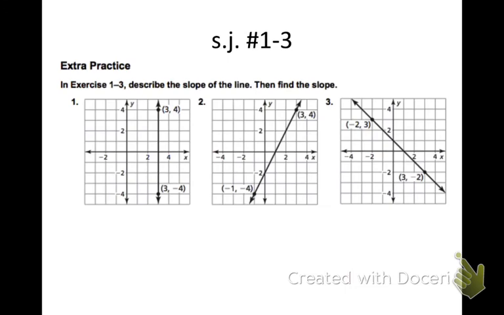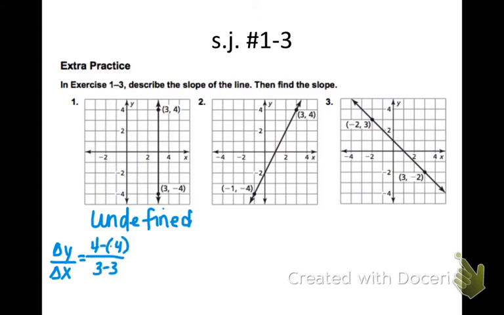So we will get to calculate some. Here we go. We are first going to describe the slope. Well, a vertical line is simply undefined. So when you see it on a graph, you do not really have to calculate it, right? Because in this case, if we did calculate it, your change in y over your change in x would be 4 minus negative 4, all over 3 minus 3. Since you'll have 8 divided by 0, that's what makes it undefined. You cannot divide by 0, okay?